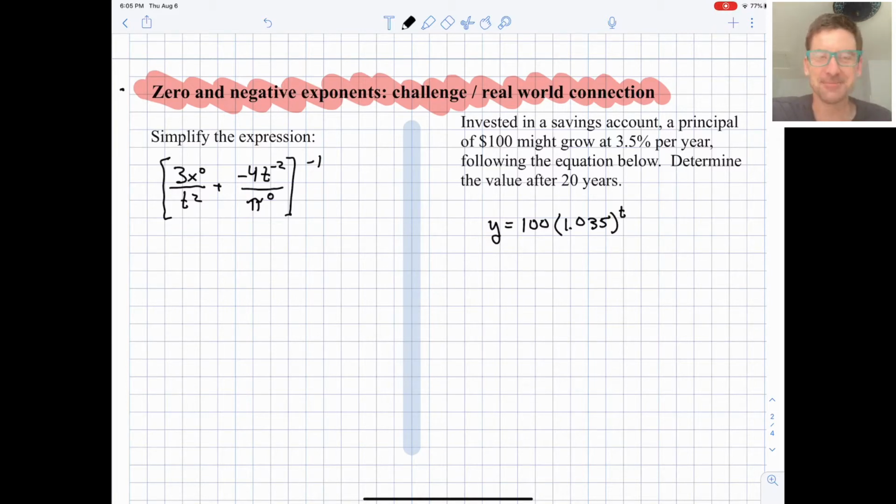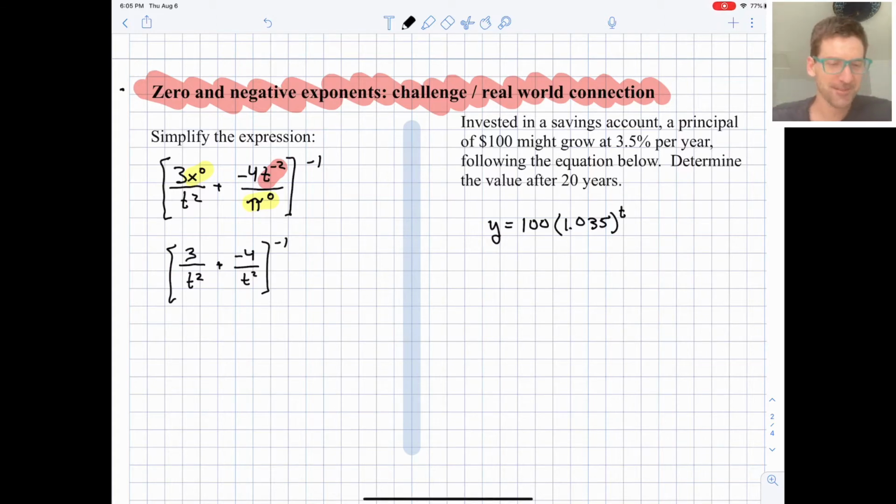So let's simplify it as much as we can first inside the brackets, and then we'll deal with the -1 exponent at the end. I don't really want to deal with that right away. So let's do some simplifying first. Some things that look like can just go to 1, and so those two things go to 1. And then separately, it looks like this can be flipped down below, because it has a negative exponent. So let's do that. So this turns into 3 over t squared plus -4 over t squared.